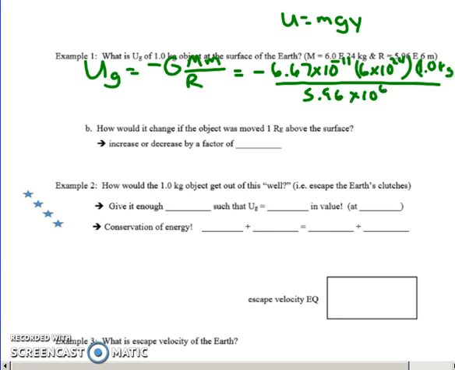So we punch those numbers in your calculator, and you get a surprising number. It's a pretty big number. It's negative 6.7 times 10 to the 7th joules. So we are in a pretty deep hole being at the surface of the Earth. We are talking about almost 100 million joules of hole we're in.